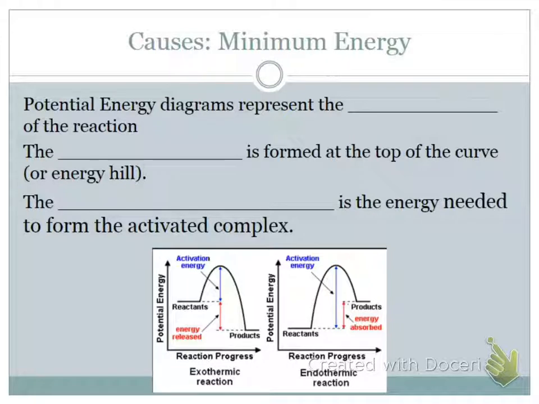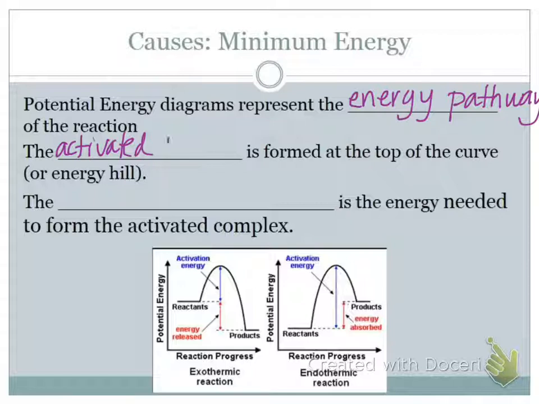So let's talk about the potential energy. You have this diagram in your notes. These are the potential energy diagrams, and what they represent is the energy pathway of the reaction. Okay, so at the top of this hill, the energy hill, is something called the activated complex, which is one of your vocab words that you will have to know. It's the activated complex. And that is at the very top, right there and right there. That is the activated complex.